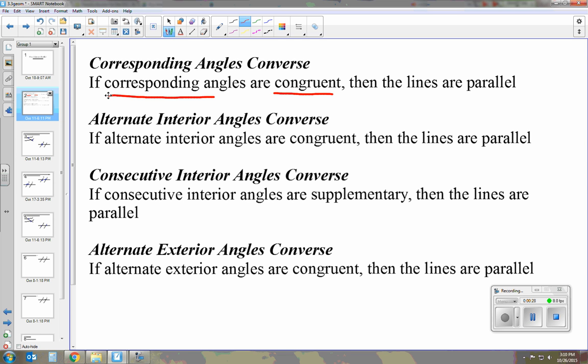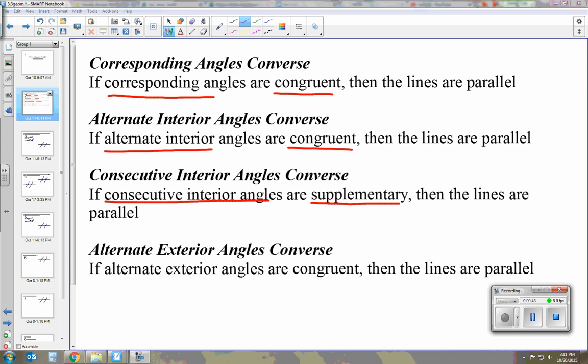Same with alternate interior angles. If they have congruent measurements, then the lines will be parallel. Consecutive interior angles must be supplementary for the lines to be parallel, and alternate exterior, they have to be congruent for the lines to be parallel. So let's look at some of these.